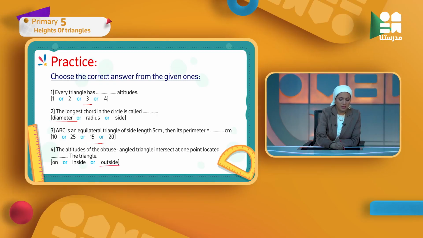Okay? Now here he asks about the obtuse angle triangle. We said that the three altitudes of an obtuse angle triangle, they meet at a point outside the triangle. So the answer here is outside. Now let's move to more questions.